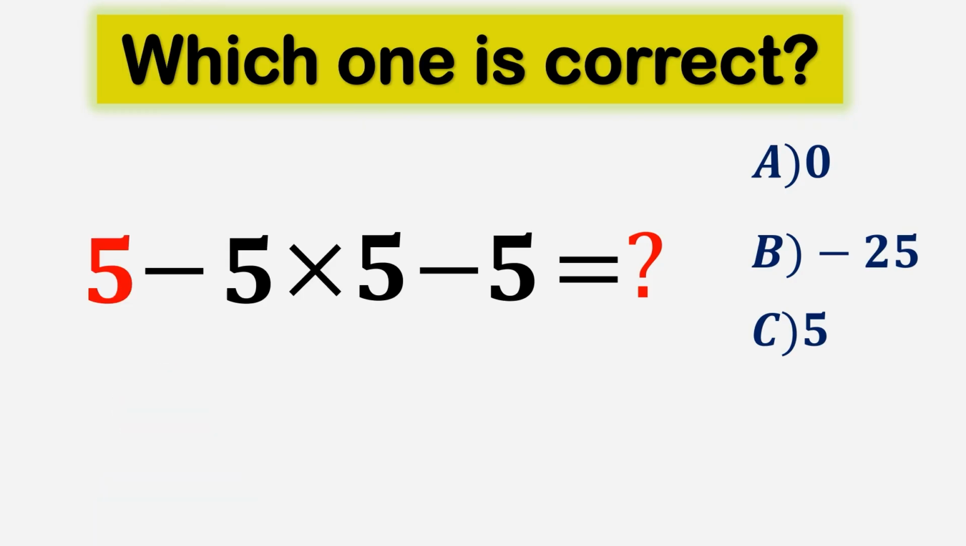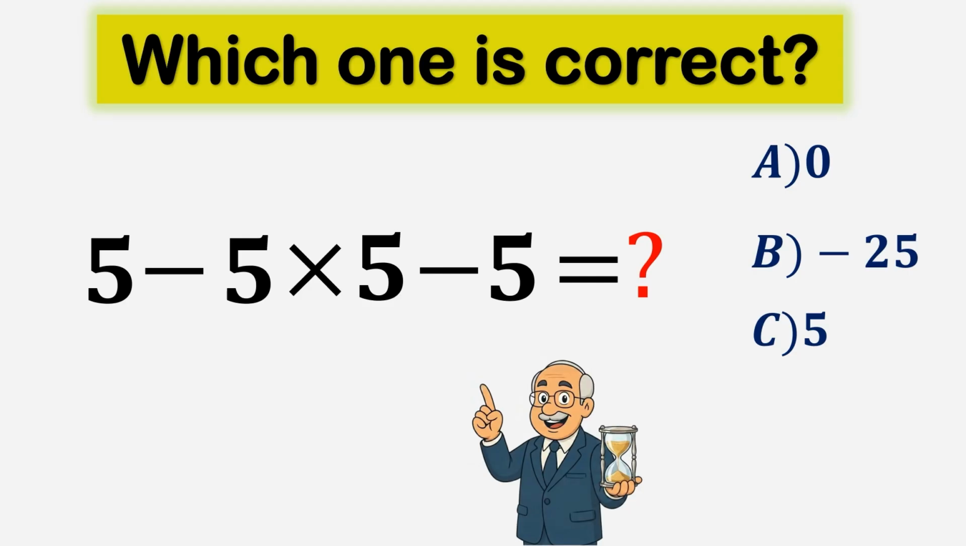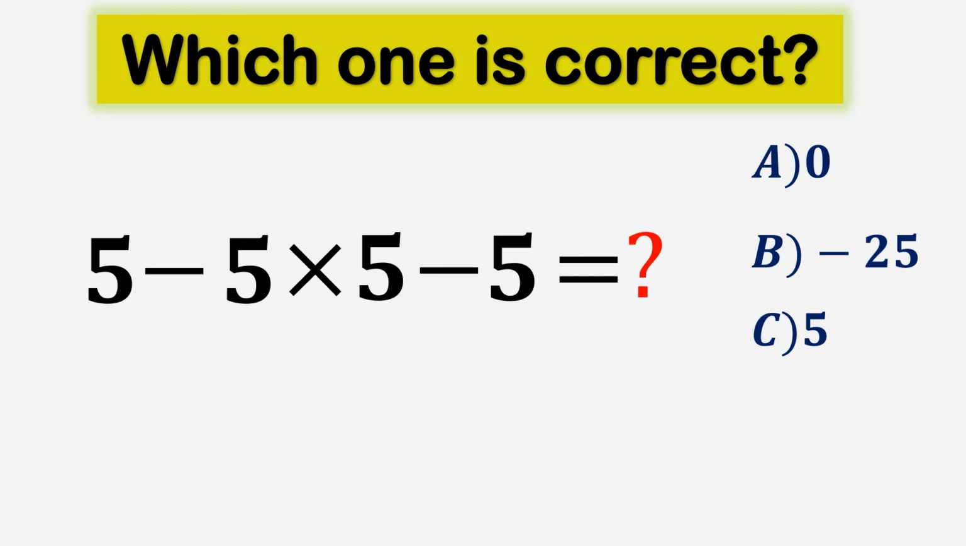Today, we have a simple yet most debated math problem that manages to trick a surprising number of people. Here is the question. Which option is correct? We have 5 minus 5 times 5 minus 5. Our options are A, which is 0, B, which is negative 25, or C, which is 5. Take a moment to figure it out. There is absolutely no rush here, so feel free to pause the video if you need to.